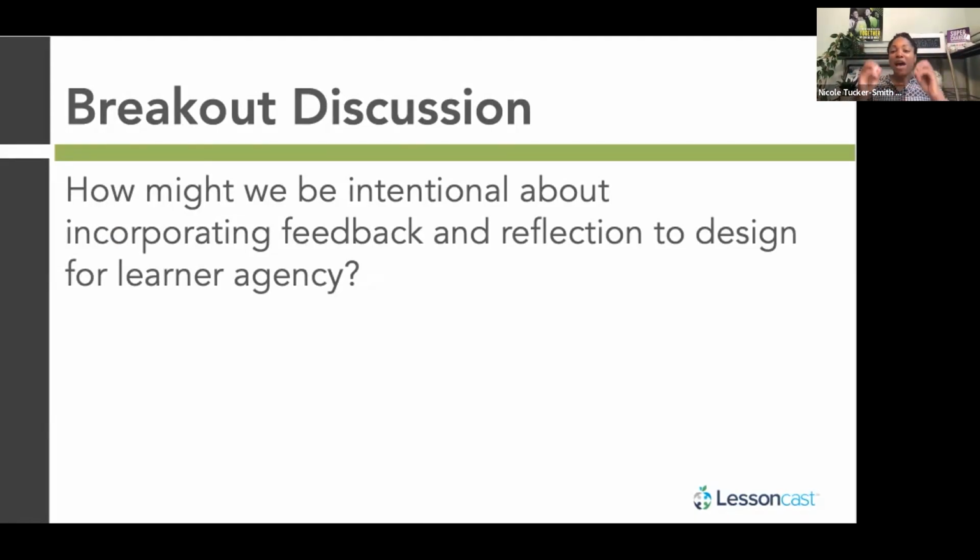Yes. Oh, the power of the word yet. So that also is in Carol Dweck's work. She talks about the power of the word yet. You might not yet be able to do it. There's so much power in that word yet.